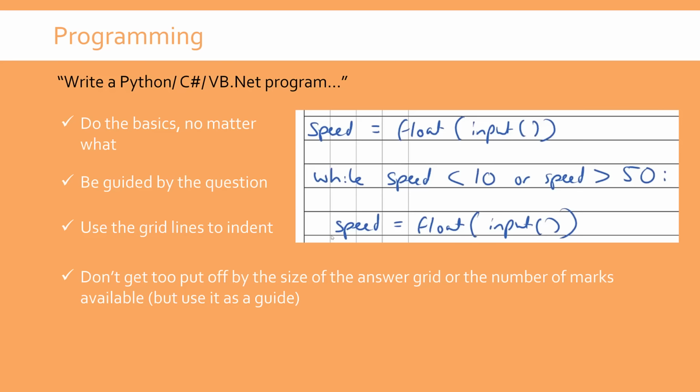And don't get too put off by the size of your answer grid or the number of marks available, especially early on in the paper. You might get quite a few marks for not much writing and you might get loads of space to answer it in. Use this as a guide, especially towards the end of your paper. If it is an 8 marker, that suggests you're going to need to use a loop, maybe an if statement, maybe a couple of loops actually.